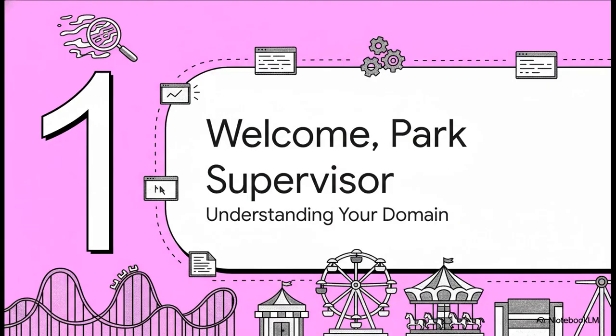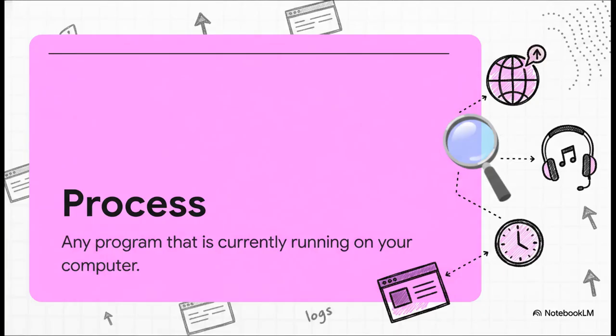Okay, so every new supervisor needs a tour on their first day, right? Let's get you acquainted with the grounds. We'll start with the real fundamentals. What actually makes this whole park tick. The very first piece of park lingo you've got to learn is the word process. Now I know, it sounds super technical and kind of boring, but it's actually really simple. A process is just any program that's running on your computer.